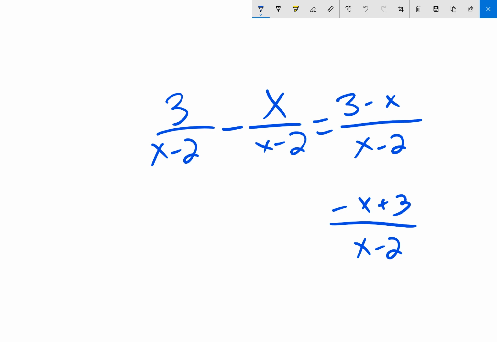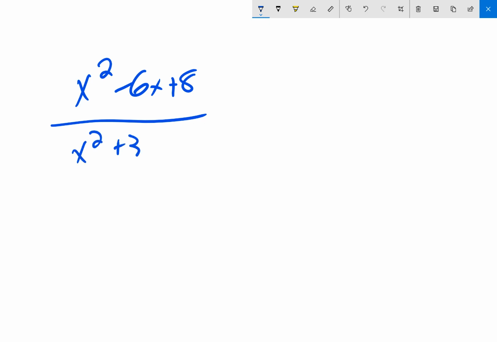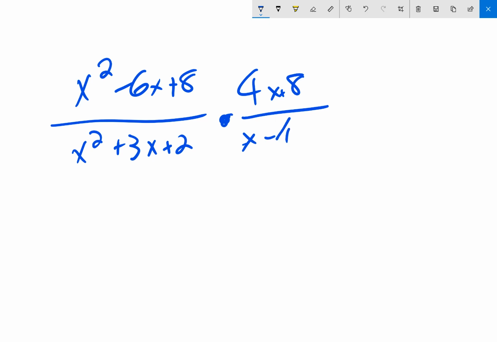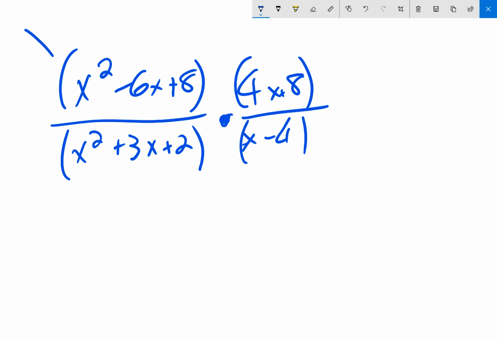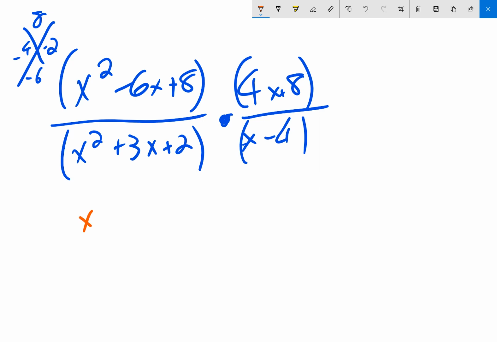Number 8, similar to a problem we did earlier. Let's write it out. We have x squared minus 6x plus 8 over x squared plus 3x plus 2. Keep, change, flip. So 4x plus 8 and x minus 4. So again, after I've done my keep, change, flip, it's all about factoring. So this top one, I'm going to factor by product and sum. So I'm looking for what two numbers multiply to 8, positive 8, and add to negative 6. And that would be negative 4 and negative 2. So that numerator is going to factor into x minus 4 and x minus 2.